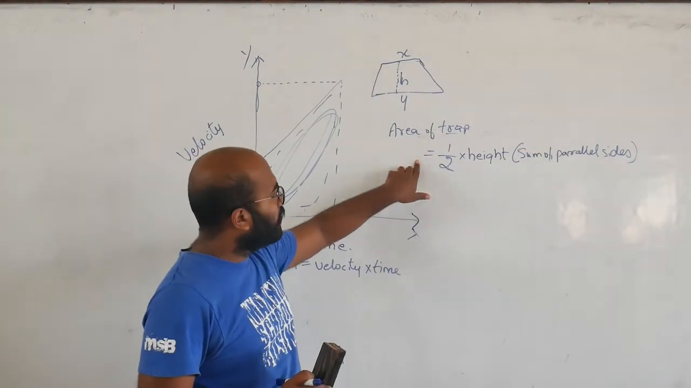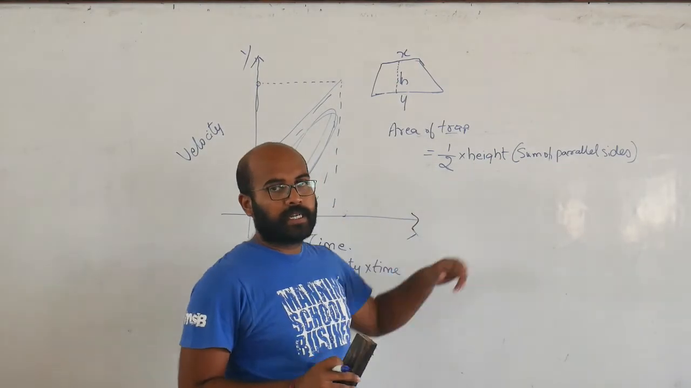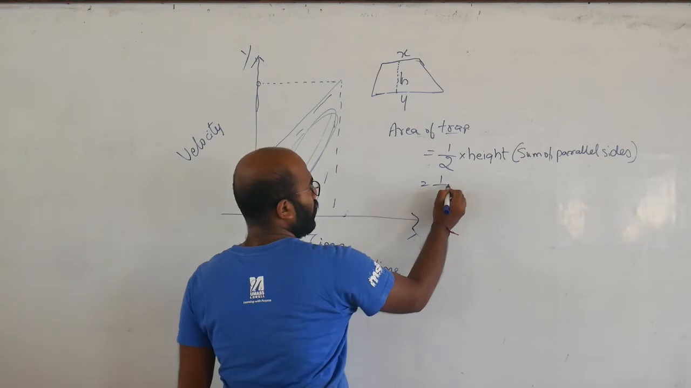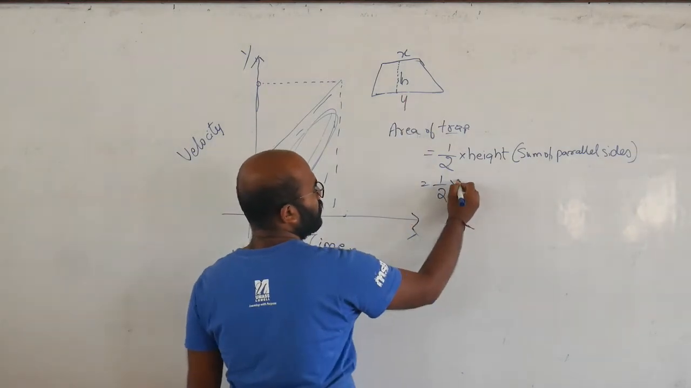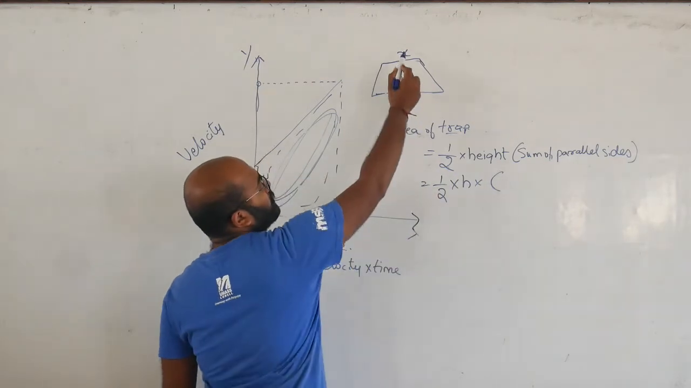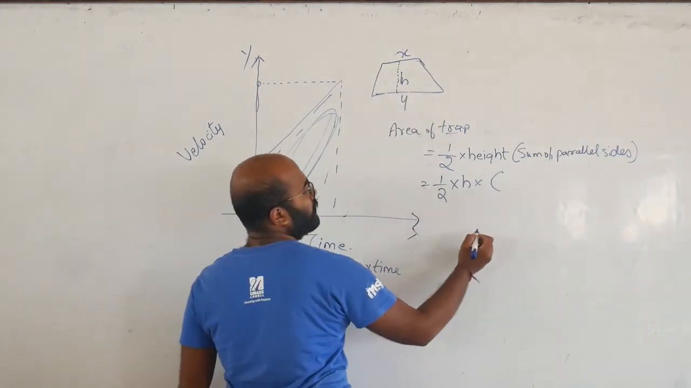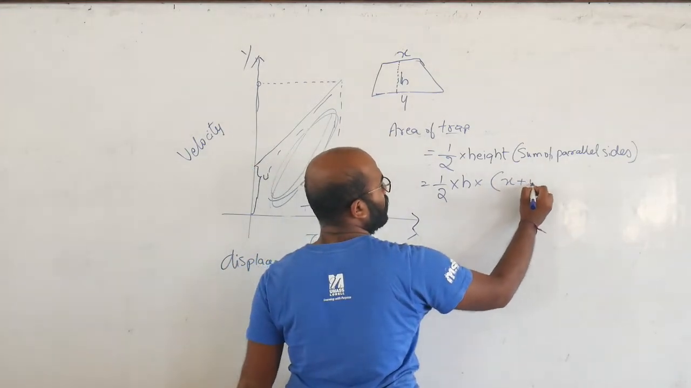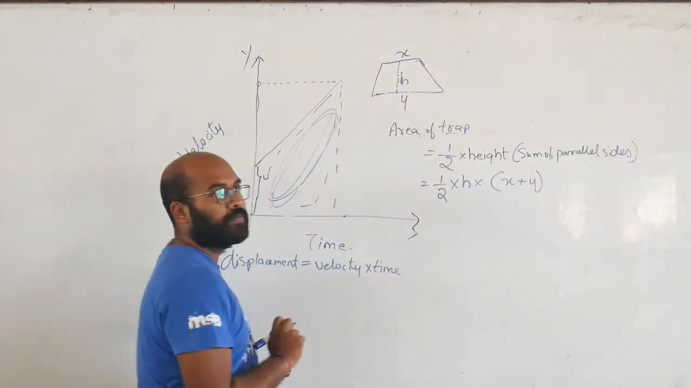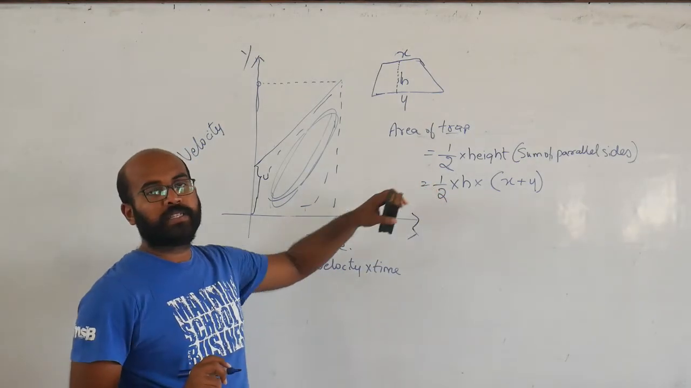Half into height into sum of parallel sides. So half into height h into sum of parallel sides. Parallel sides x and y, so sum of parallel sides is x plus y. This gives me the area of trapezium.